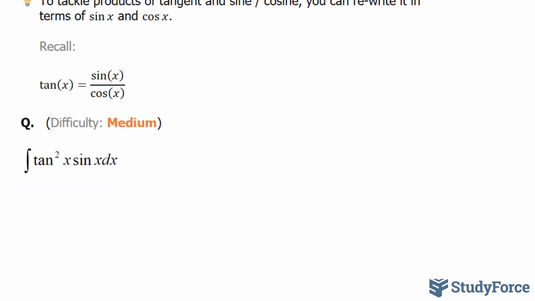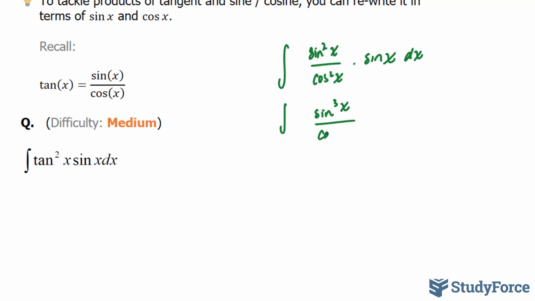The question asks us to find the integral of tan²x sine x. So the first thing that I'll do here is convert this tan²x into the following. The integral of sine squared x over cosine squared x times sine x. Don't forget the dx. Next, I'll multiply this sine squared x with this sine x, and this gives me sine cubed x over cosine squared x dx.